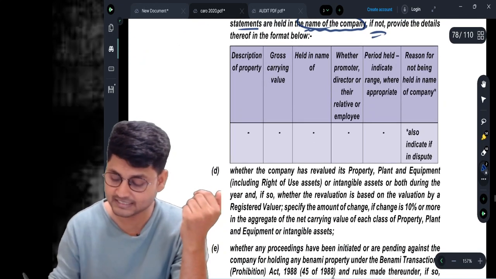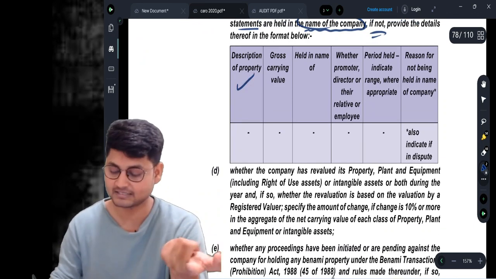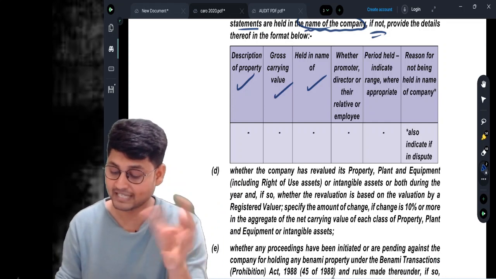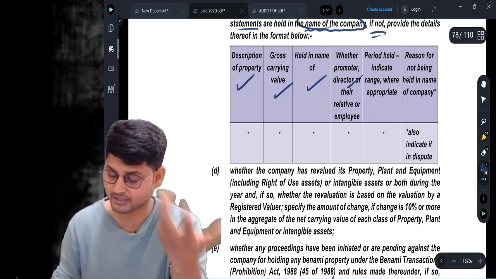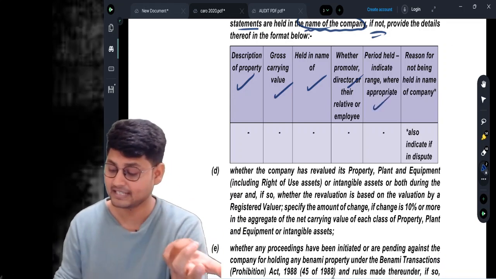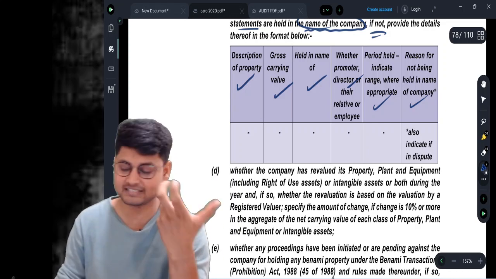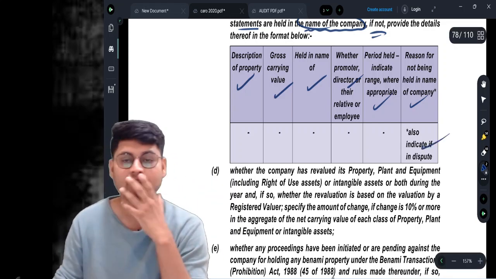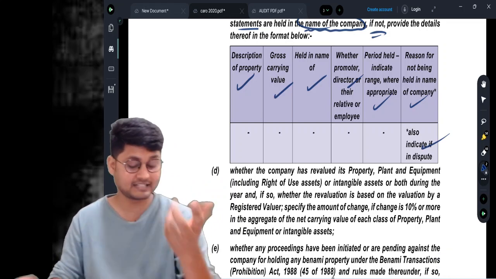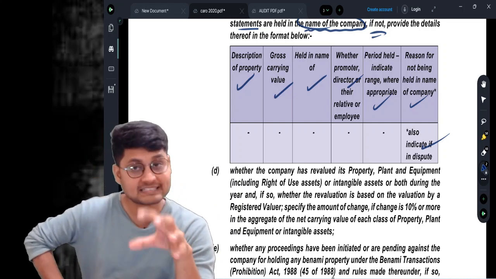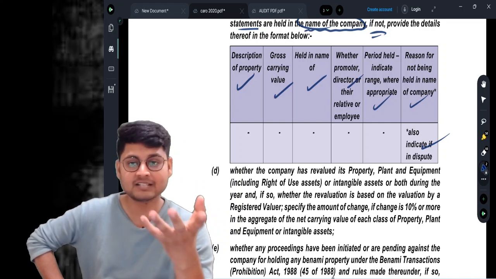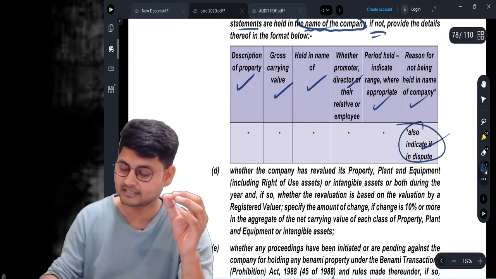So how to report? See, the description of the property, which property is it, and the gross carrying value, and in whose name it is held. Held in the name of whom, whether promoter or director or relative or employee. Period held. Reason for not being held in the name of the company, if there is any specific reason or dispute, that shall be disclosed here. So if there is any reason for not holding the asset in the name of the company and it is held in the name of someone else, then that reason shall be indicated in the table.